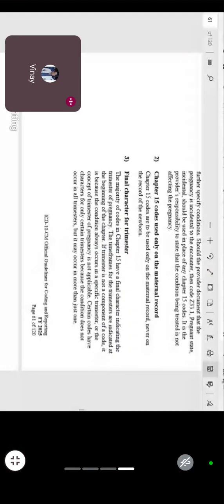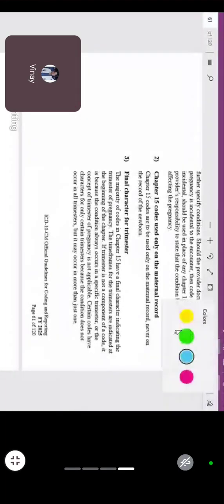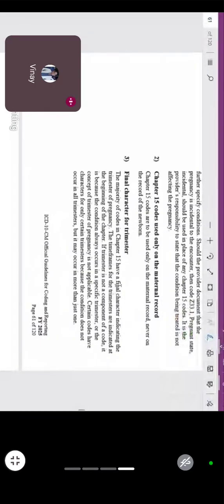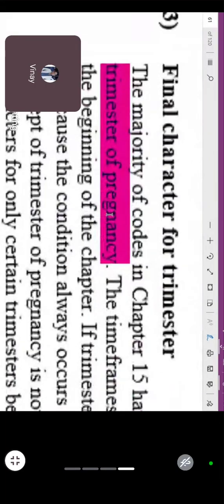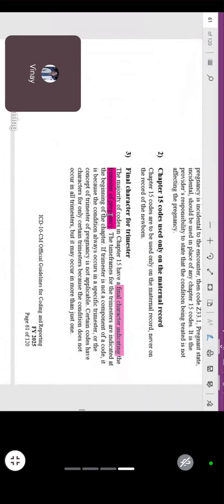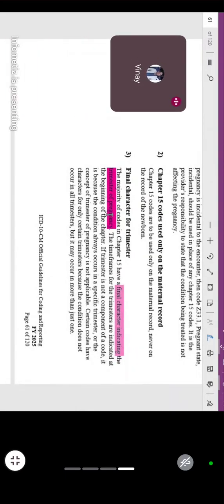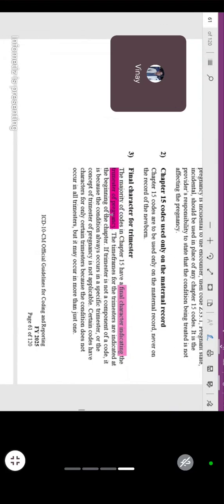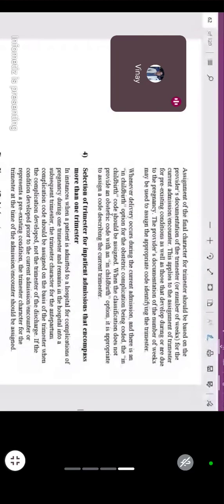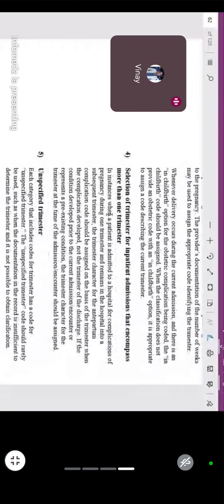Now my job starts to highlight the things. Okay. So the final character indicates the trimesters in a pregnancy. The time frames for the trimesters are indicated at the beginning of the chapters. That's what I told you. 0 to less than 14 weeks is the first trimester. Okay. Now, selection of a trimester for an inpatient admission that is for more than one trimester.